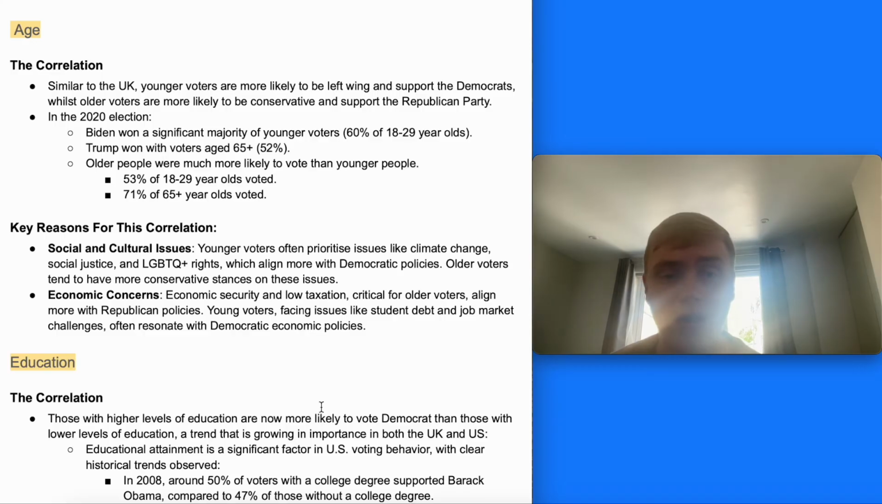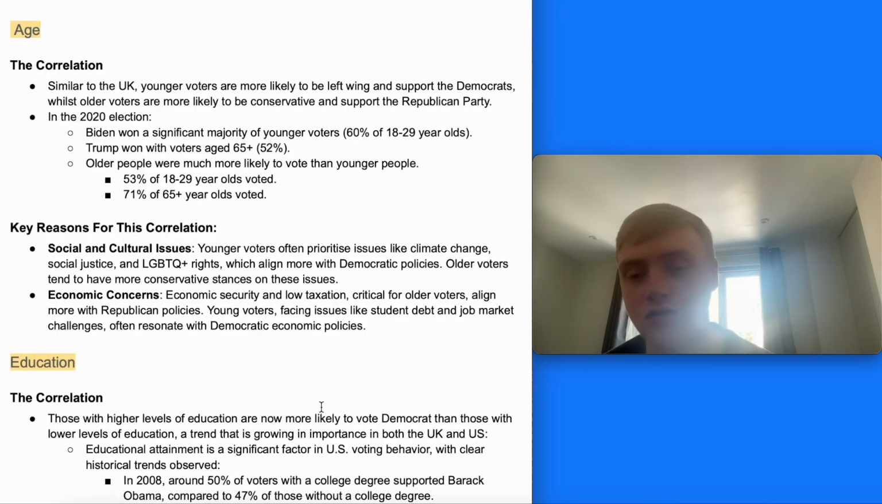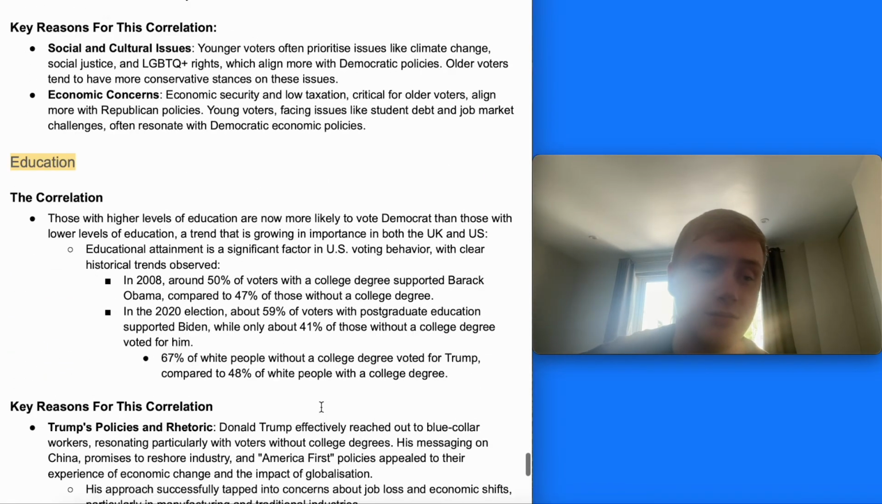Key reasons for this correlation are that younger voters often prioritise issues like climate change, social justice, and LGBTQ rights, which align more with Democratic policies, and also economic concerns. So economic security and low taxation are more critical for older voters, which align more with Republican policies, whilst younger voters favour change and recognise the difficulties with student debt and the job market, and Democrats propose more changes for this, particularly on student debt in the 2020 election with Biden.